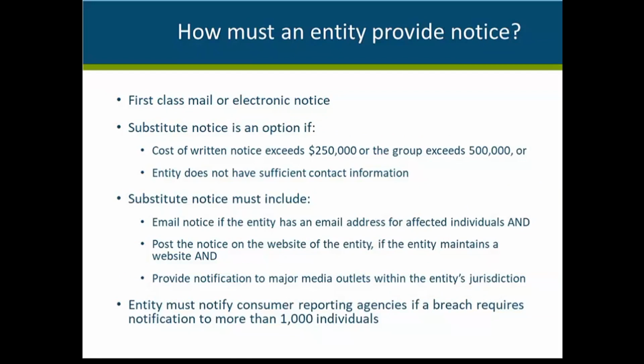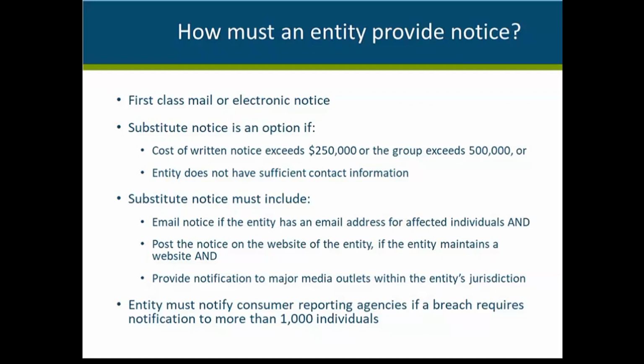But what that section generally discusses is individuals consenting to electronic notice. So first class mail or electronic notice. Substitute notice can be used if certain conditions are met: if it would cost $250,000, or there are 500,000 affected data subjects, or there isn't sufficient contact information.